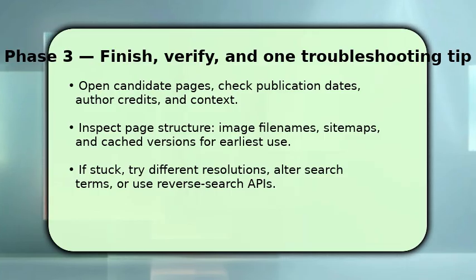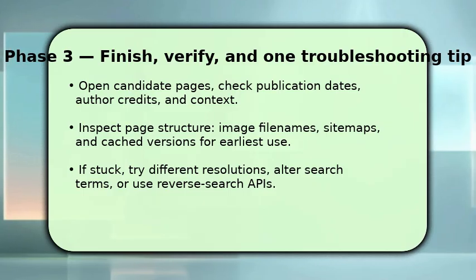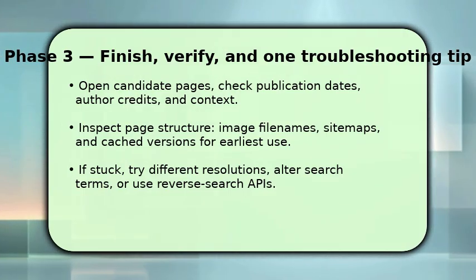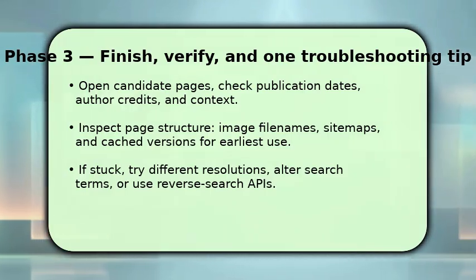If you still can't locate the origin, change resolution or crop, tweak keywords, and retry. Alternatively, use a reverse search API for bulk checks. One key troubleshooting tip. When matches conflict, prioritize the earliest date.